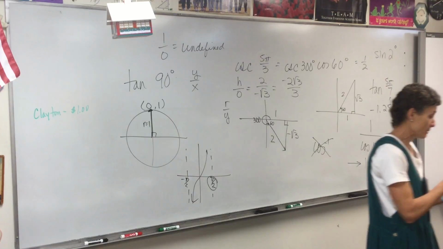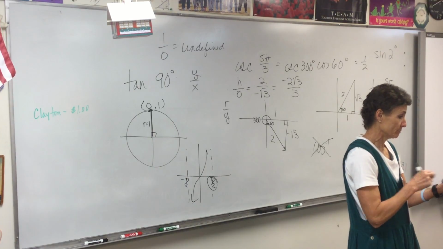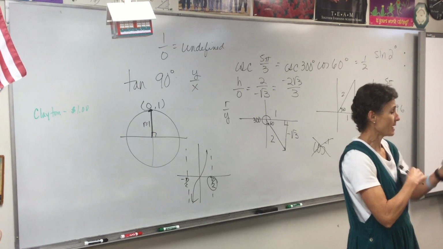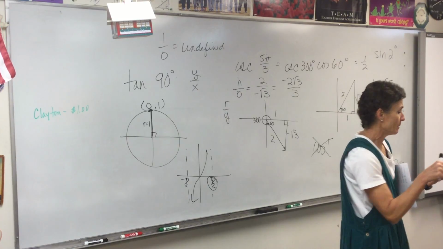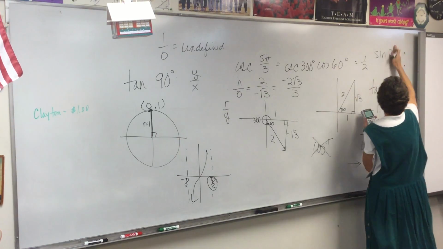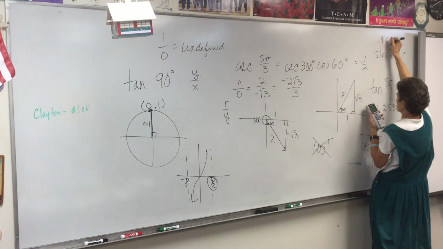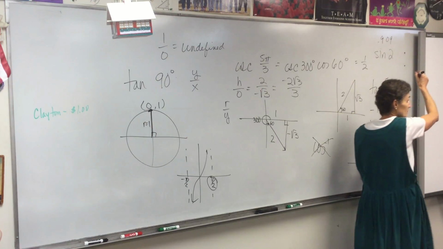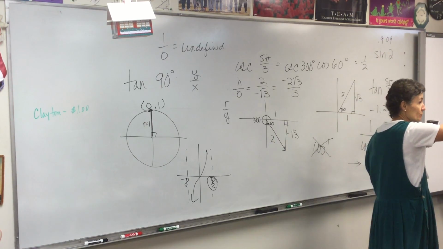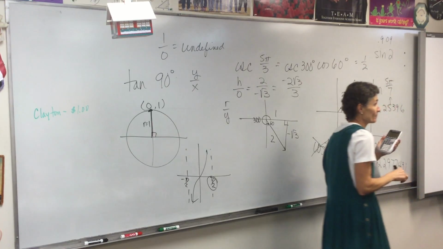Okay? So that one's easy. We're just going to press sine 2. That's what it is, right? Yep, sine 2. Make sure you're in radian mode, and you should get 0.909. Everybody getting that? That's easy.